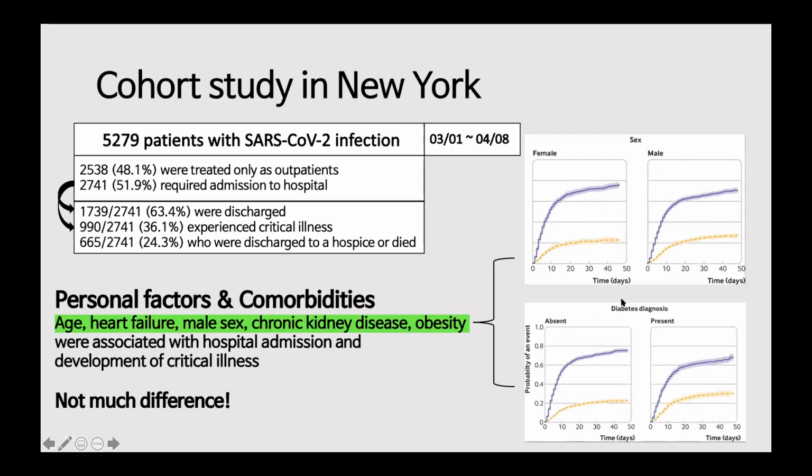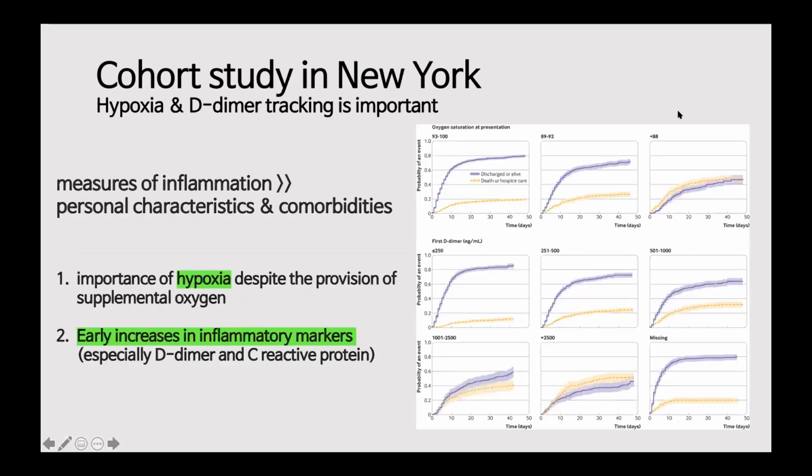And this is about diabetes. When they have diabetes, they are more likely to die, but the difference between the two groups is small. So you can see that you're more likely to die when you have one of these diseases. However, as shown in Wuhan, the New York study also shows that the D-dimer is really important.